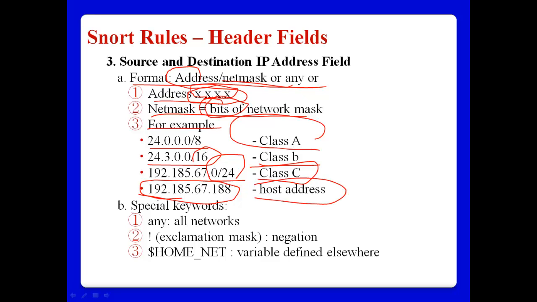Except for this kind of format, we can use special keywords. For example, any means all networks, and the exclamation mark means negation. Negation means except, or not. And the home net, this one is defined in the Snort configuration file.